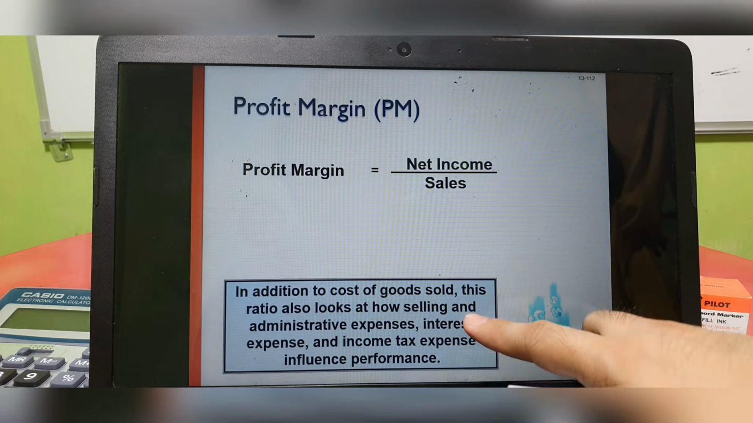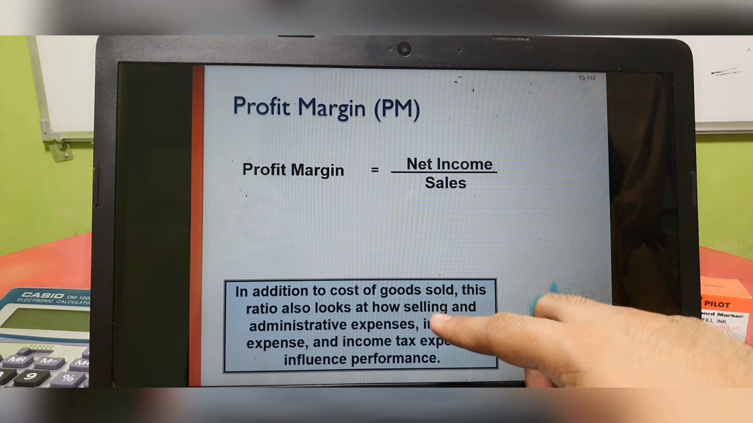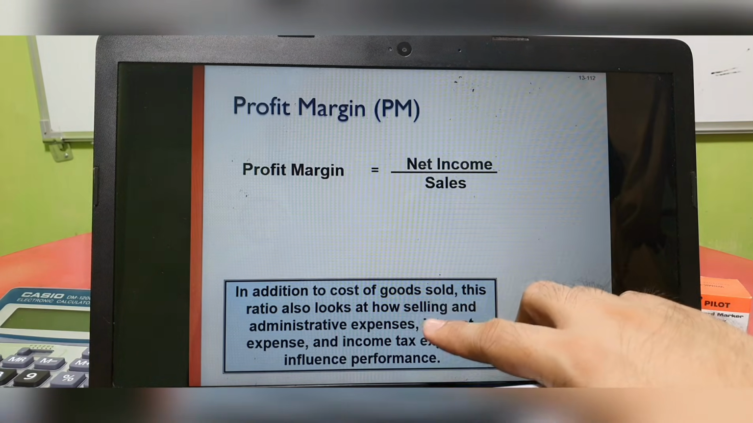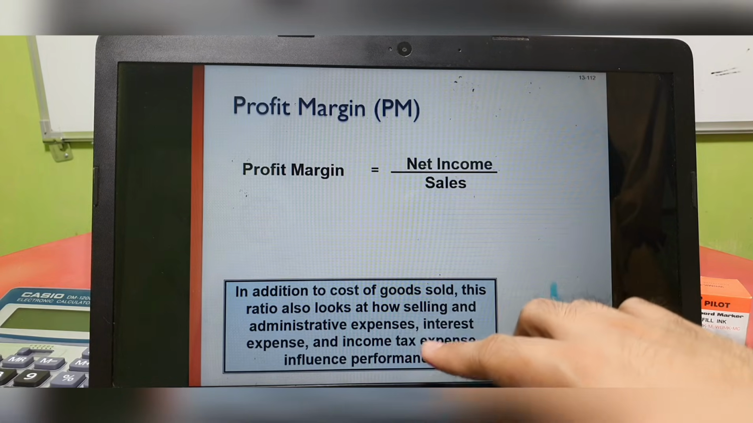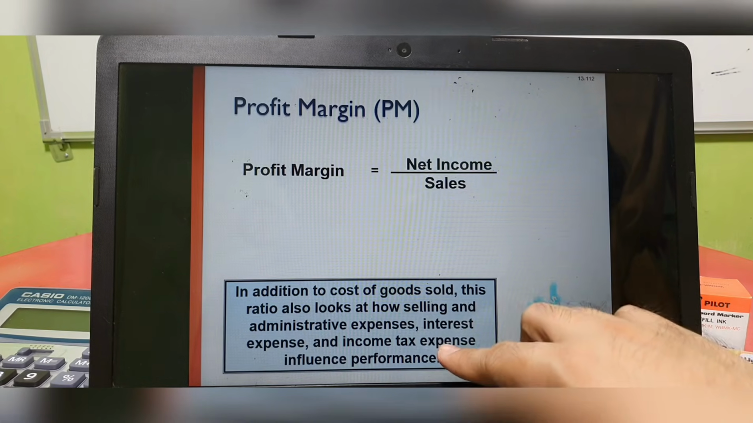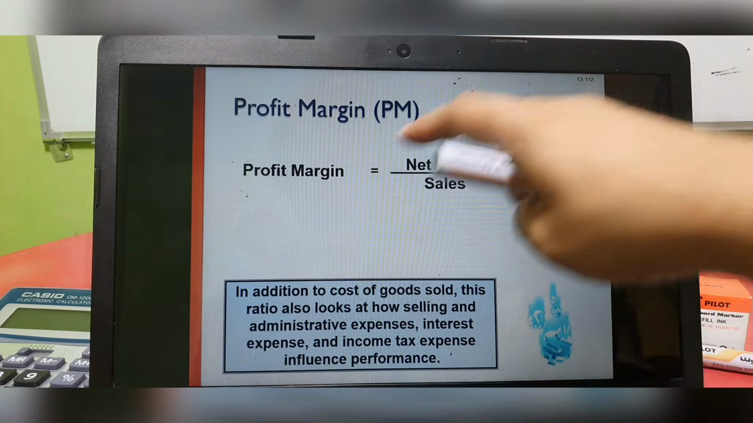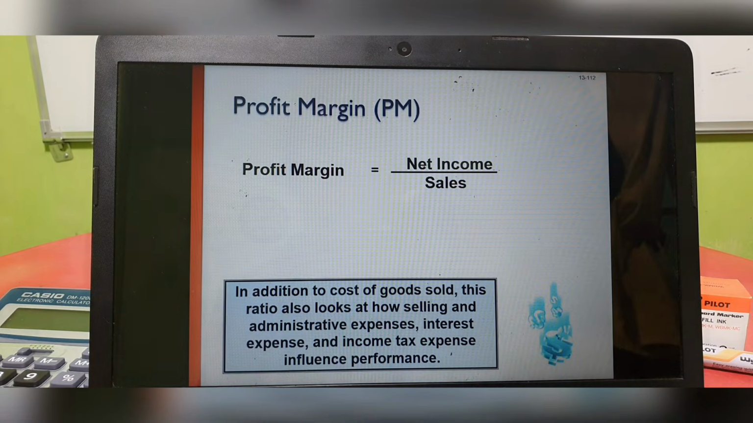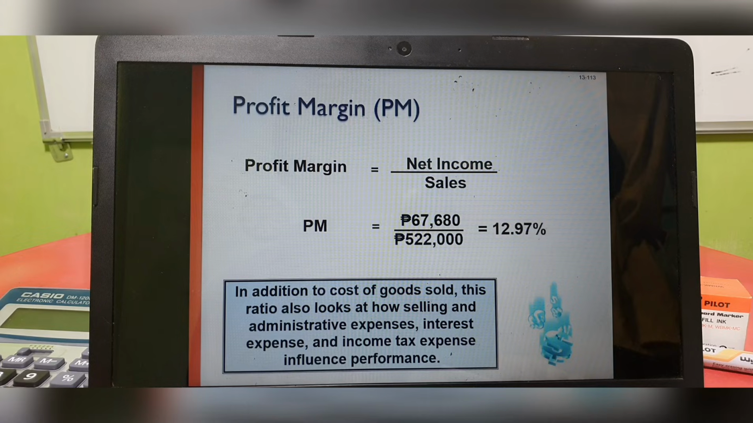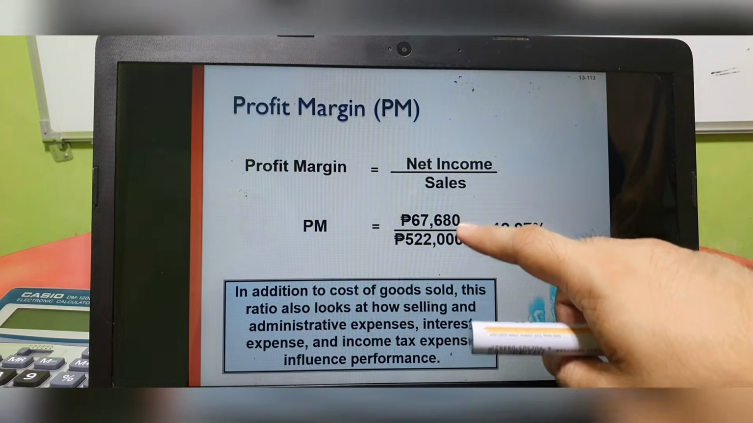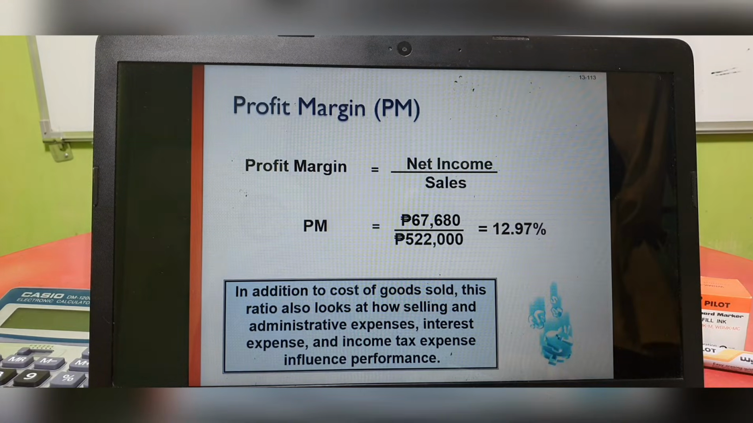Okay? Sabi nga dito, we are trying to look how, not just on the COGS, but how the selling and admin or the OPEX, and also the interest and the income tax expense influence the performance. Kaya yung net income ay net income after tax over your sales. That is your profit margin. Okay. So, yung grupo ng mga margin, lahat ay divided by sales. So, this is your net income and this is your sales. 12.97%. Meaning, we are making 12.97 for every 100 peso na sales natin.